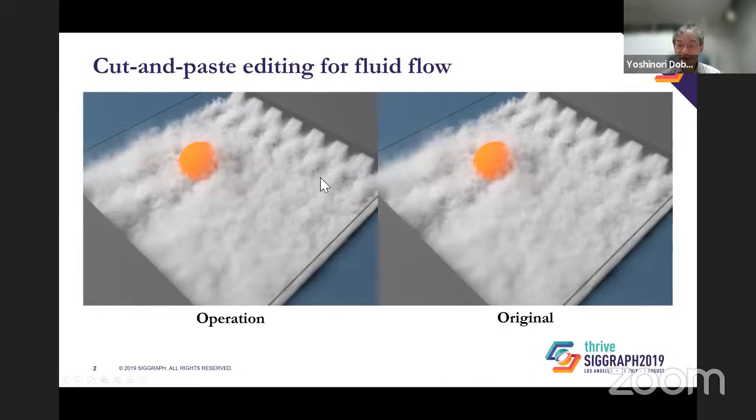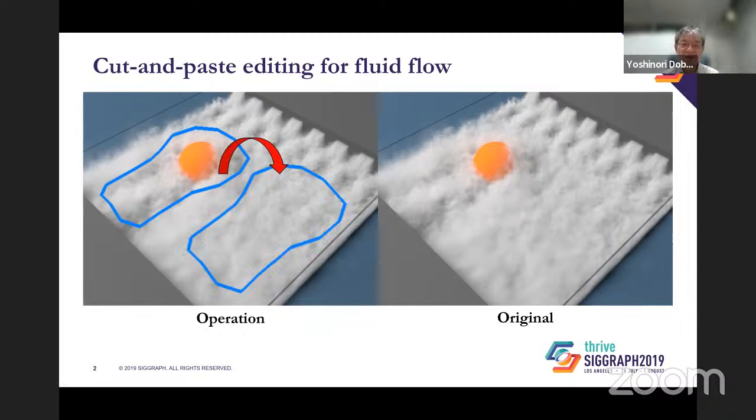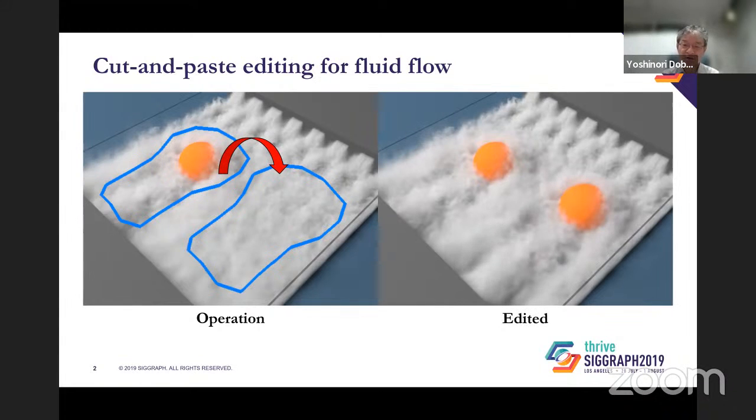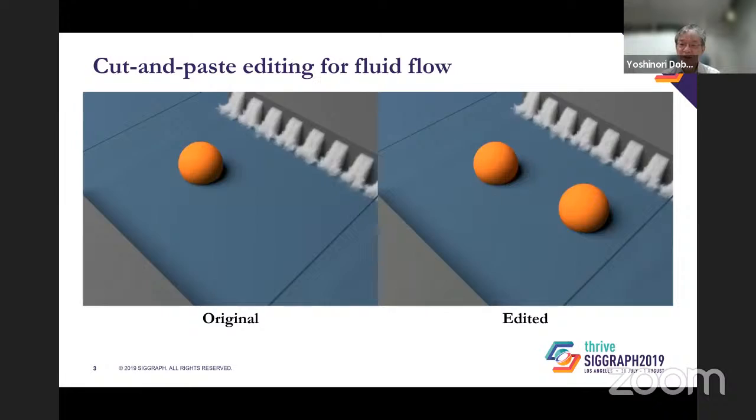In this case, this one is generated by the numerical simulation. We see there is a sphere, and smoke interacts with this sphere. What we want to do, for example, is to duplicate this sphere region into this region by selecting this region and copying it into this one. And then our method can achieve this result. And here is the animation.